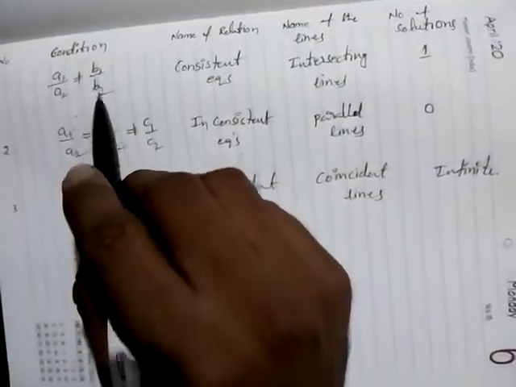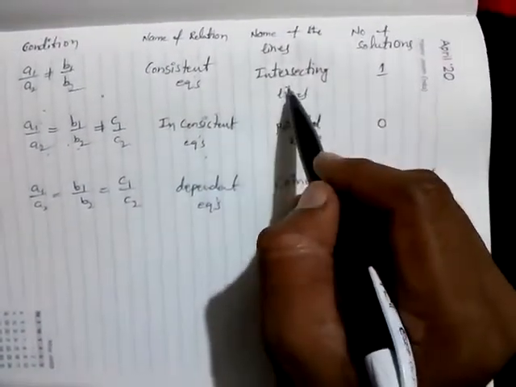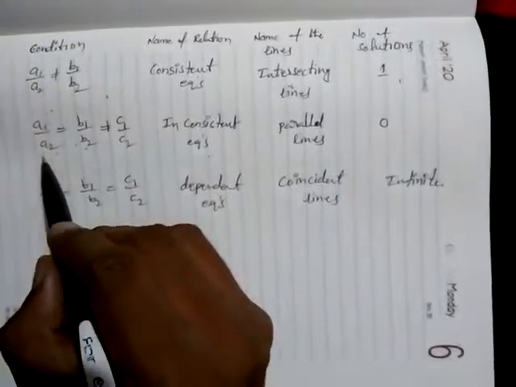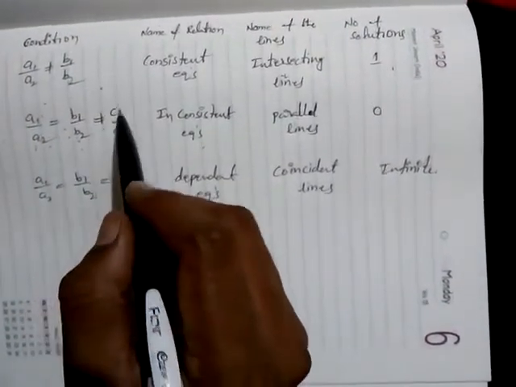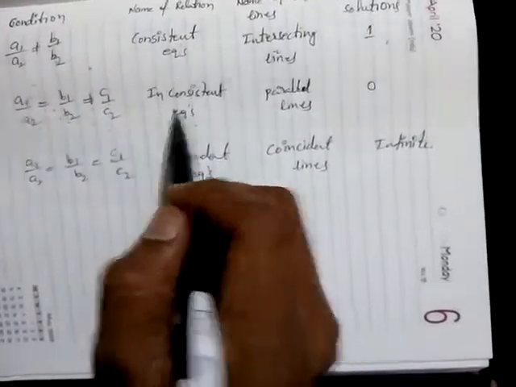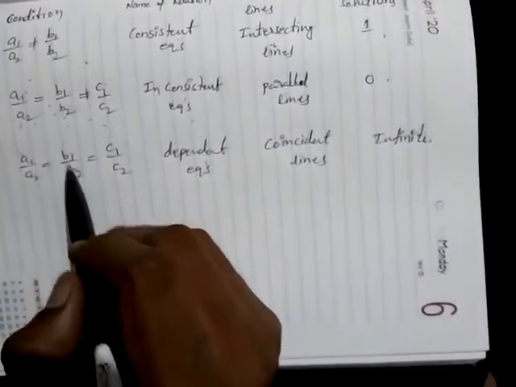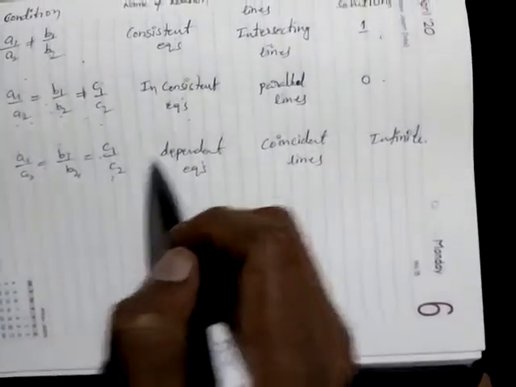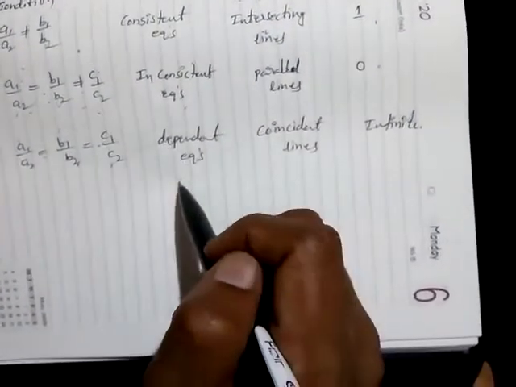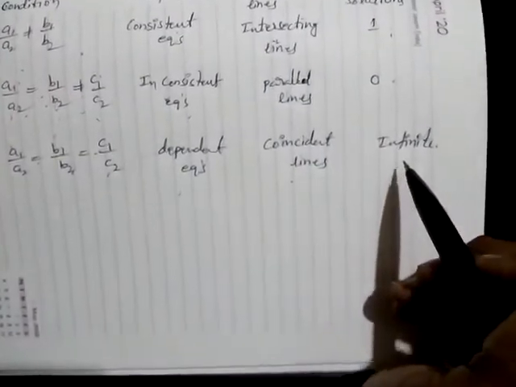So a1 by a2 is not equal to b1 by b2: consistent equations, intersecting lines, one solution. a1 by a2 is equal to b1 by b2 not equal to c1 by c2: these both are parallel lines, inconsistent equations, number of solutions 0. a1 by a2 is equal to b1 by b2 is equal to c1 by c2: dependent equations, coincident lines, we get infinite solutions.